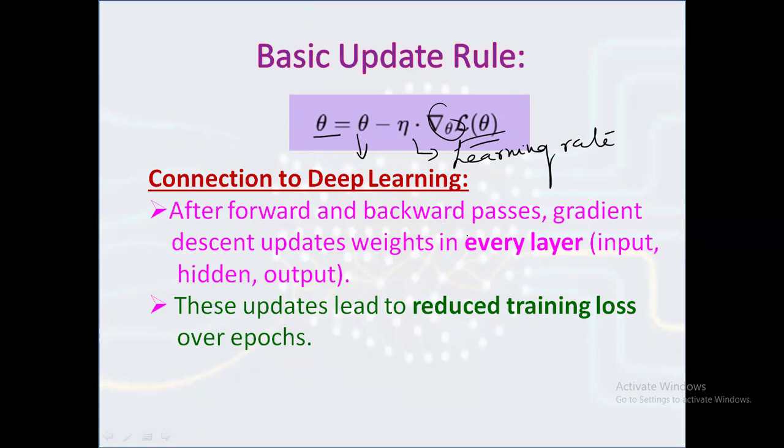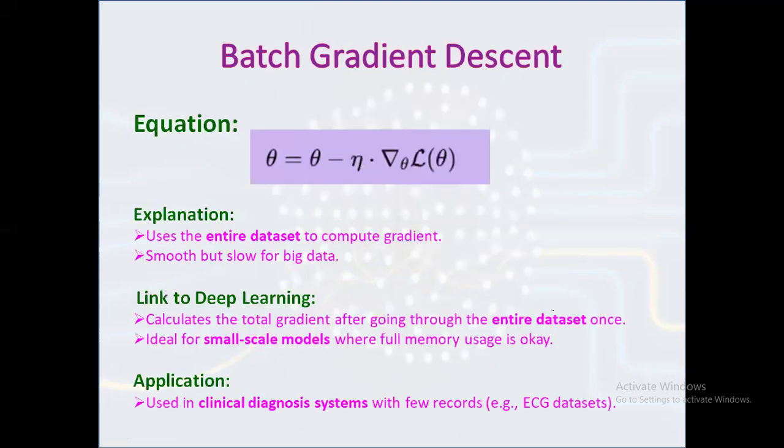In a deep learning model, this rule is applied to every weight in each layer. Thus, gradient descent allows a deep network to gradually correct its internal parameters and improve prediction accuracy over multiple iterations. So this is what I've said: backward passes and forward passes in every layer will be there. These updates lead to reduced training loss.